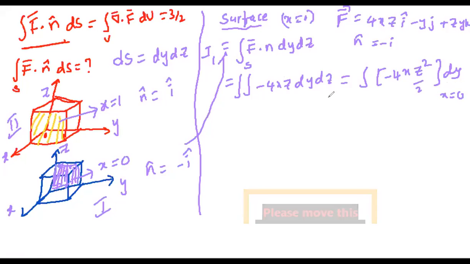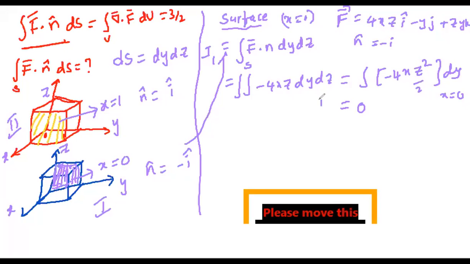When I substitute x is equal to 0, what am I going to get? 0, right? Yes sir. So it doesn't matter, I don't need to do the integration again. So I1 I already got as 0. One surface I got it as 0. Then I can go for the next surface.